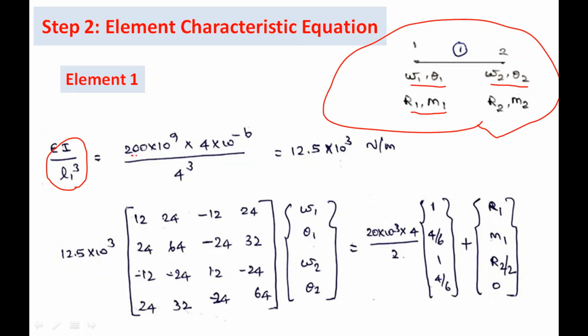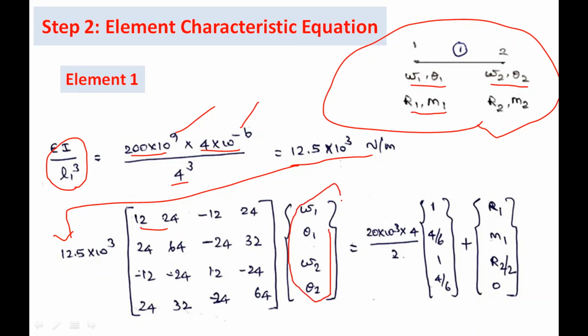E is 200 gigapascal, I is given as 4 into 10 to the power minus 6 meter to the power 4. So we are substituting as it is, and the length of the beam is 4 meter. So this will give 12.5 into 10 power 3 Newton per meter. That value is substituted here, EI by L1 cube, and here it is 12, and the L1 value is substituted inside the matrix. We are getting 12, 24, minus 12, 24, like that.